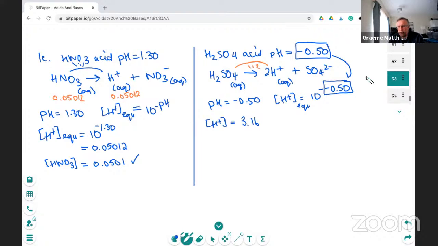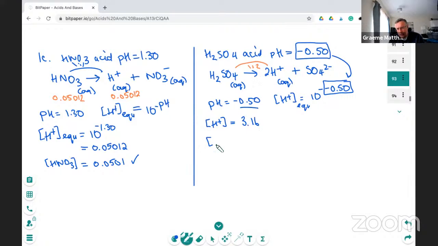Let me see if this actually works out. 3.16. Yes, that's right, negative 0.50. 10 to the negative pH, so you put in the negative 0.50, the double negative comes out, and the hydrogen ion concentration is 3.16. Now it's a 1 to 2 correspondence.